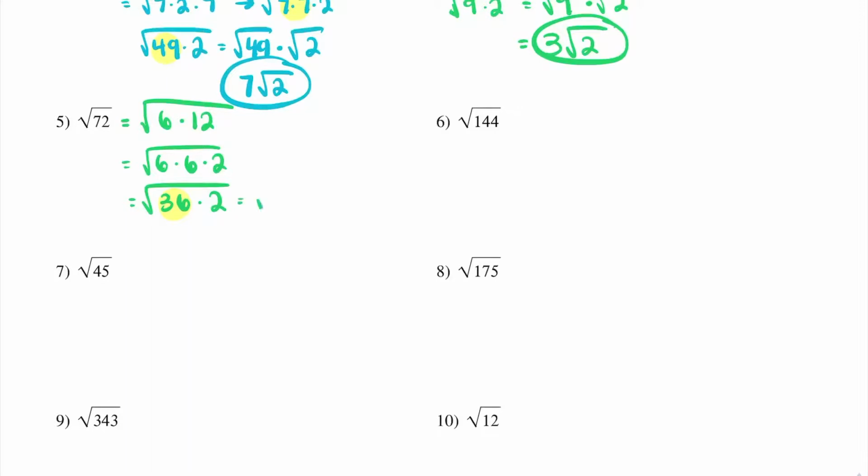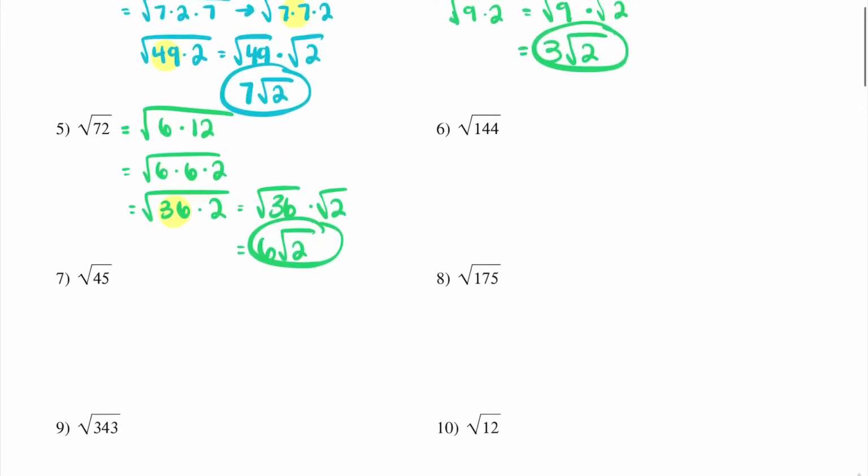So now I can split this into the square root of 36 times the square root of 2. I know that the square root of 36 is 6, and then when I multiply that by the square root of 2, I get 6 rad 2.